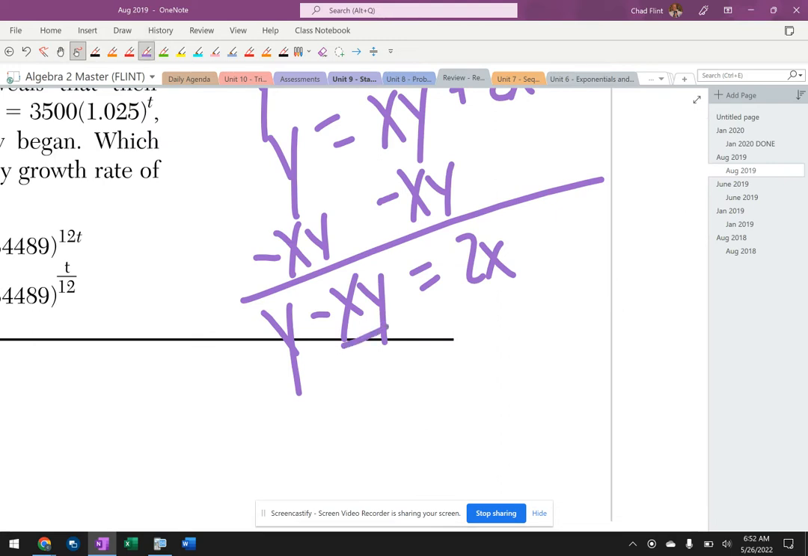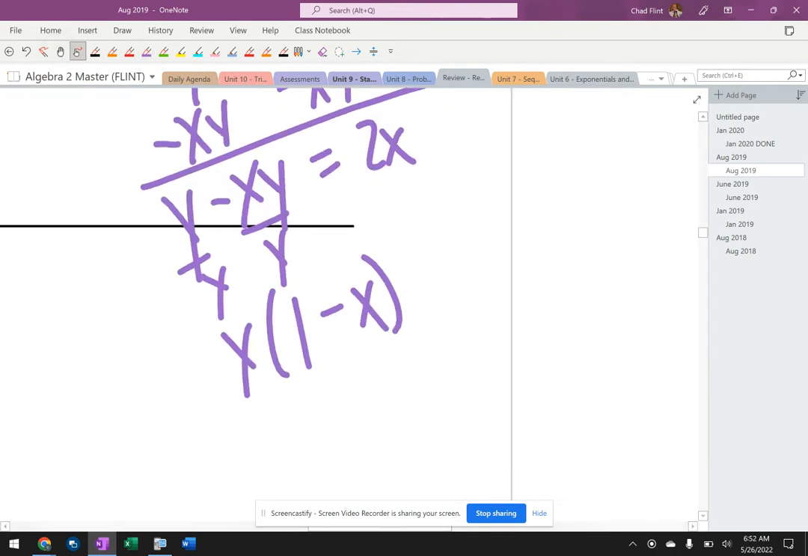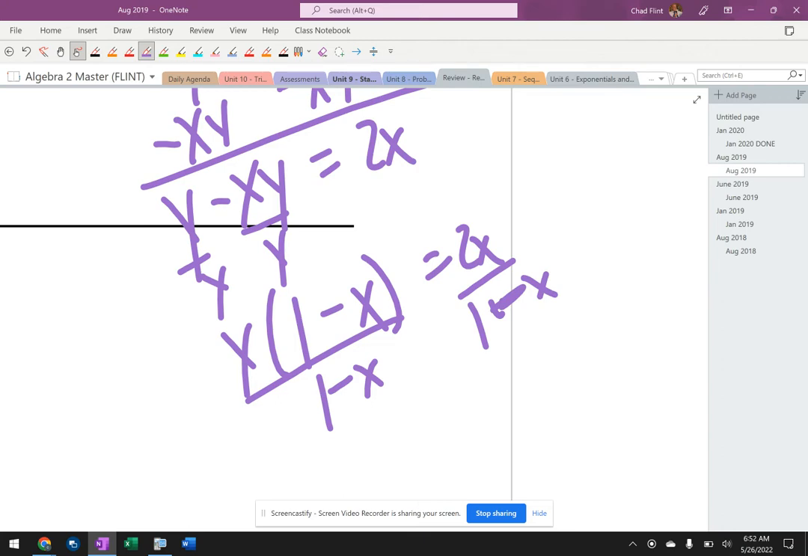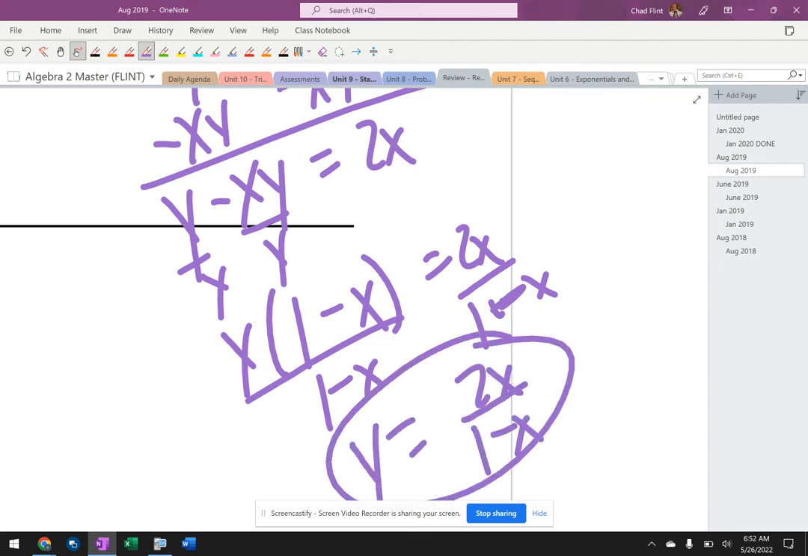Of course, this has to be incredibly complicated because why wouldn't it? y times 1 minus x equals 2x. Divide by 1 minus x. y equals 2x over 1 minus x. And that answer better be there.